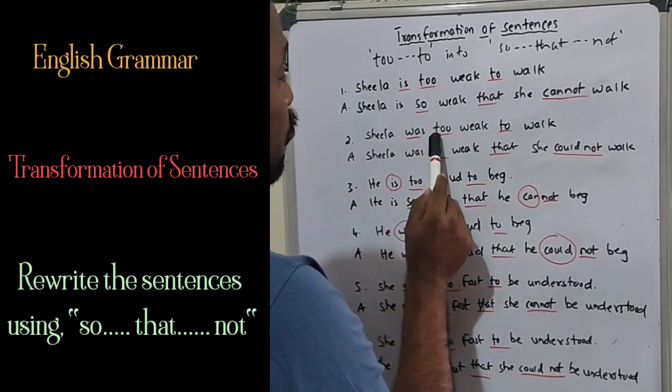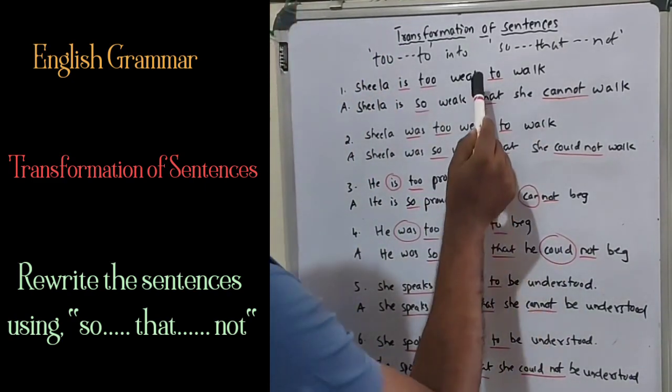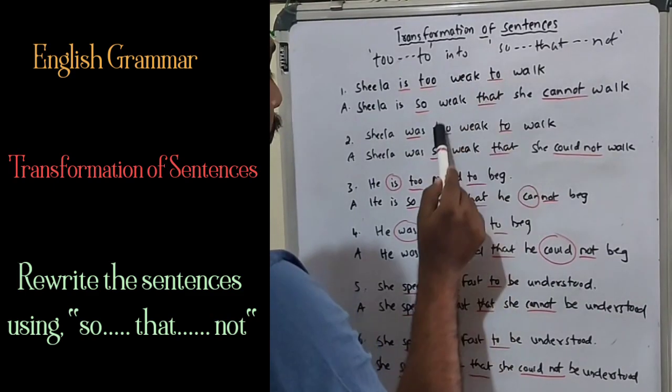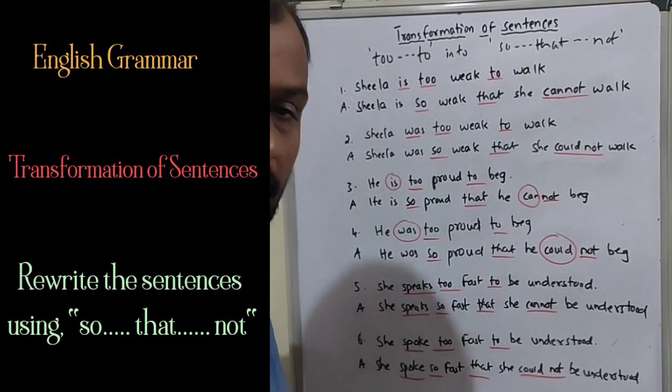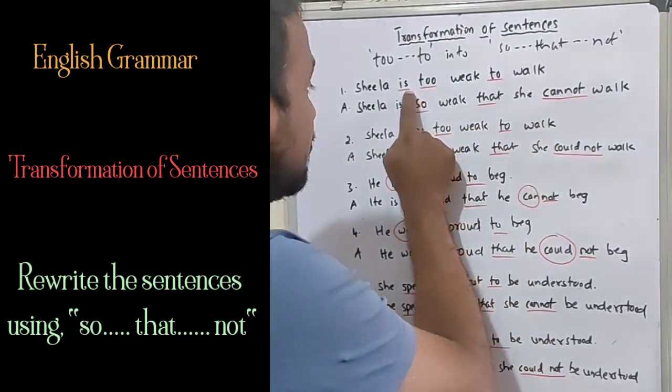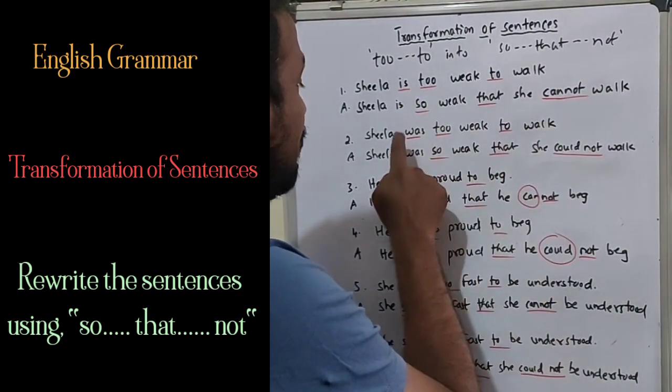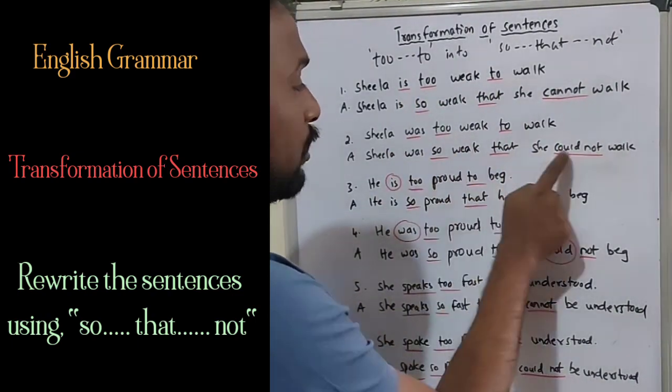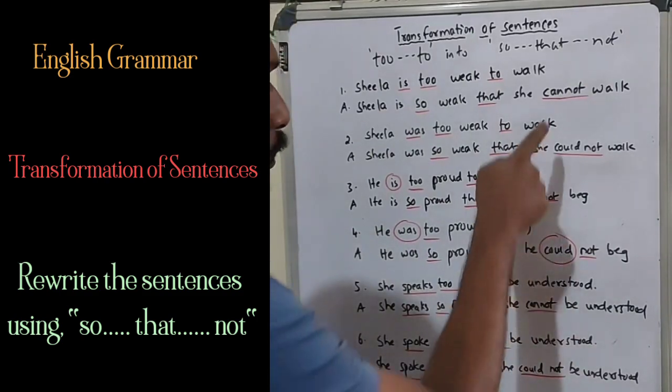Sheila was too weak to walk is past tense. Both the sentences contain "too" and "to". Okay, dear students, while converting present tense, you must use "can". While converting past tenses into "so that not", use "could". Okay, please notice the difference.